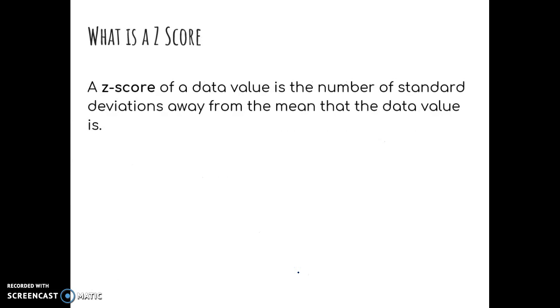So what is a z-score? A z-score of a data value is the number of standard deviations away from the mean that data value is. So if you start at the mean and you go out to your data value, how many standard deviations does it take for you to get there? That's your z-score.